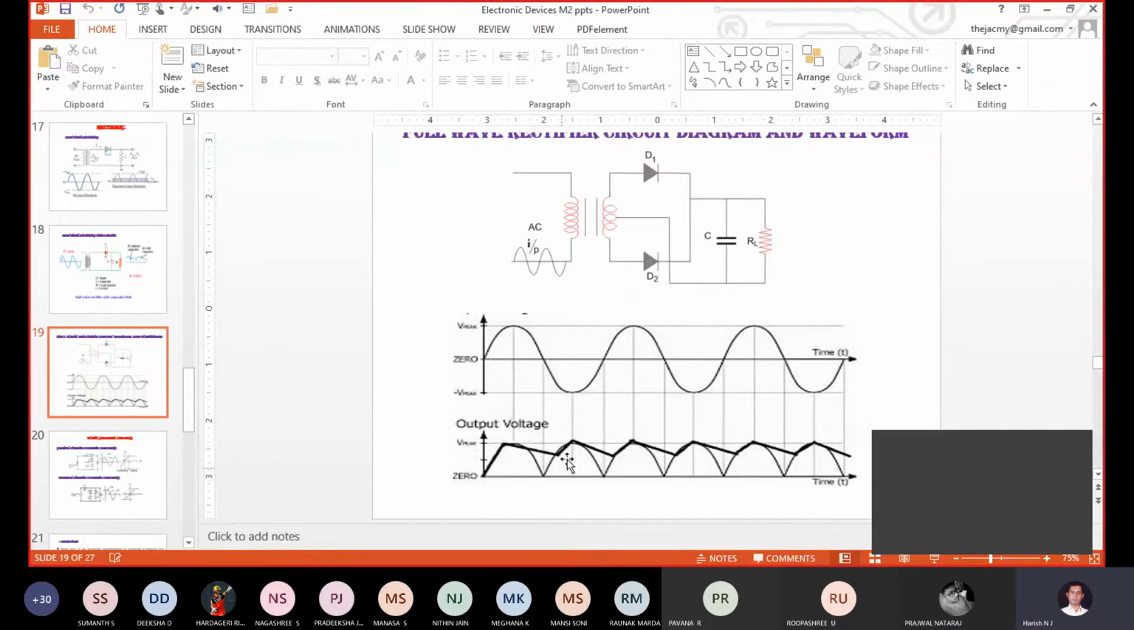Hence I am writing the output waveform like this. Correct. So this is the working operation of a full wave rectifier. In place of a full wave rectifier, you can take the half wave or the full wave bridge rectifier, any one of the concepts, and you have to give the explanation within 3-4 lines without drawing the circuit diagram or any waveform. If time permits, you can draw the circuit diagram as well as the waveform. No problem for that. Correct.